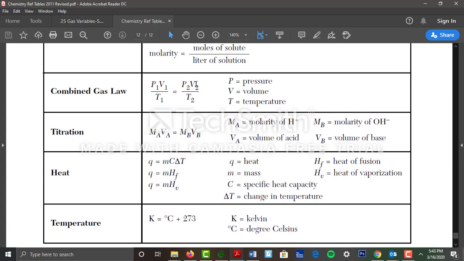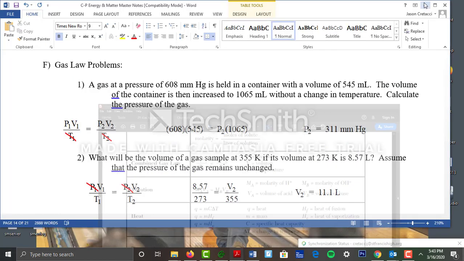The combined gas law: P1 V1 over T1 equals P2 V2 over T2. Keeping in mind that sometimes we had to use this formula down here for temperature, making sure that the temperature is always in Kelvin because it has to be absolute, no negatives, no zeros.